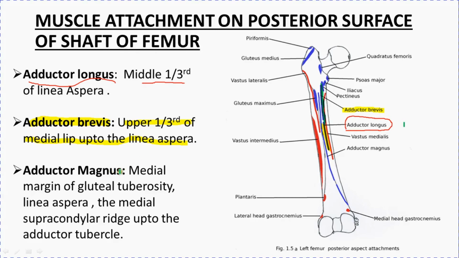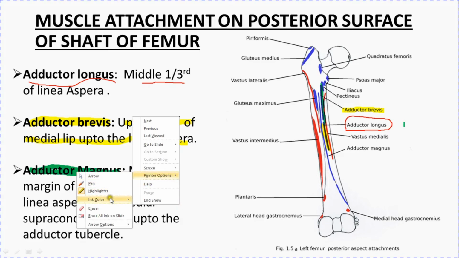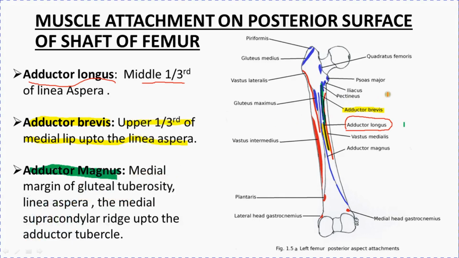Then you have the adductor magnus muscle. The adductor magnus muscle arises from the medial margin of the gluteal tuberosity, the linea aspera, and the medial supracondylar ridge up to the adductor tubercle. Now we will follow it on the bone and see how we can trace it. This is the adductor magnus muscle.